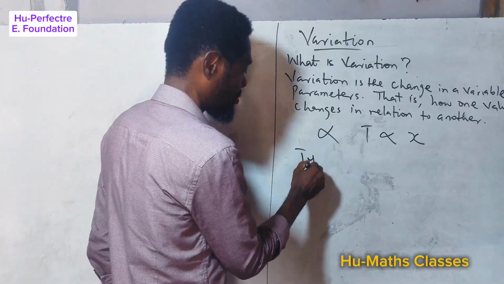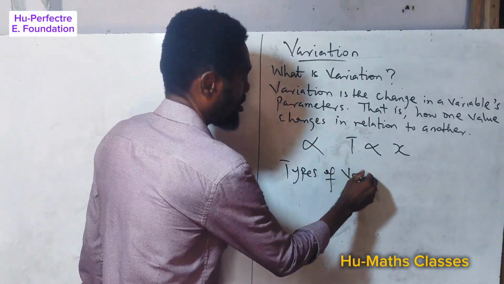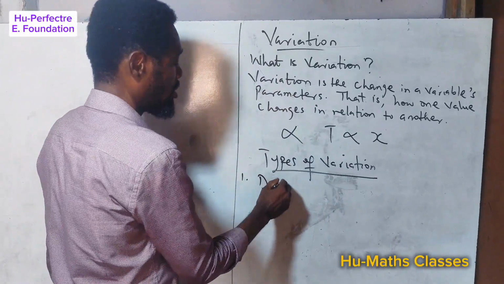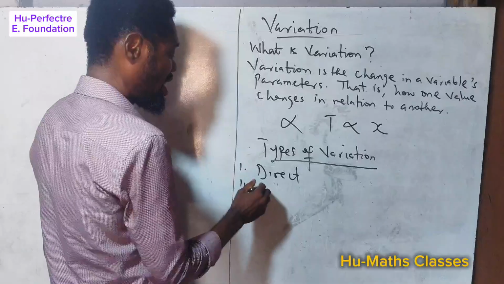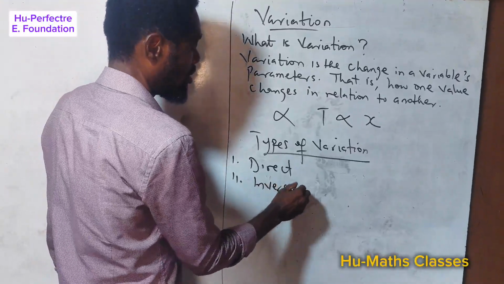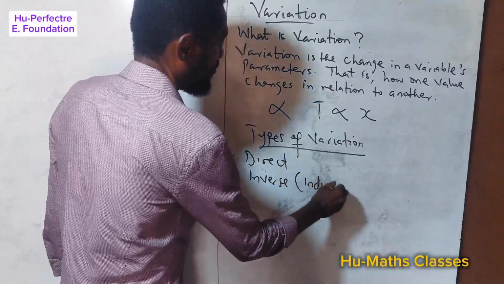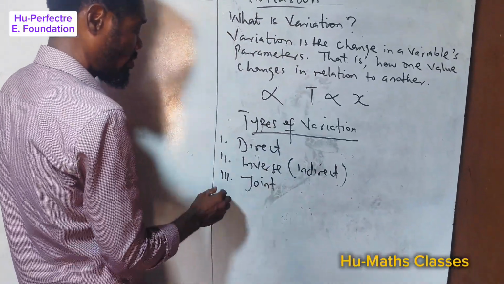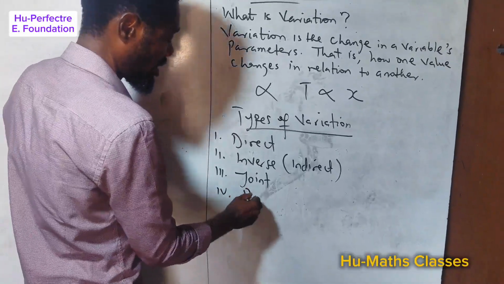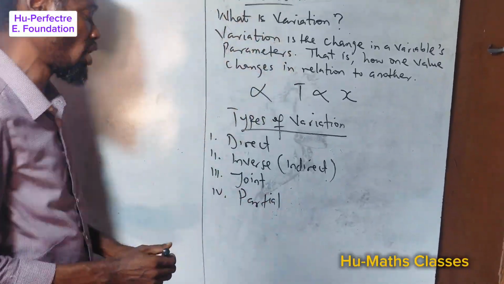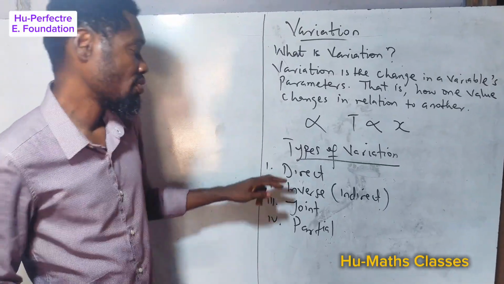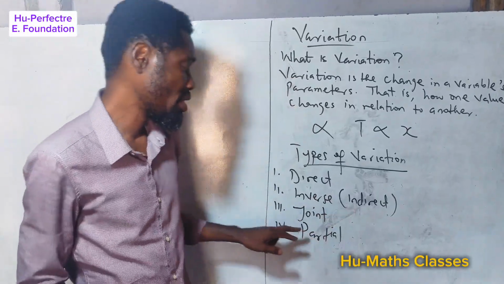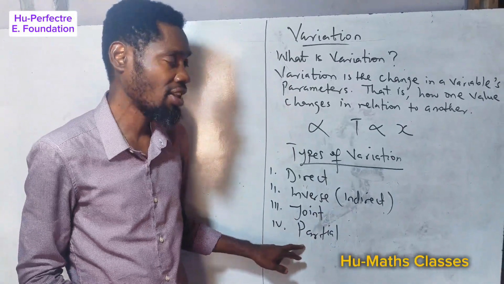Types of variation. We have the direct variation. We have the inverse variation or indirect variation. We have the joint variation. Then we have the partial variation. These are the four types of variation that we have: direct variation, inverse variation, which is also referred to as the indirect variation, the joint variation, and the partial variation.